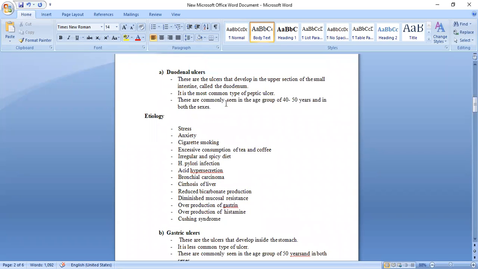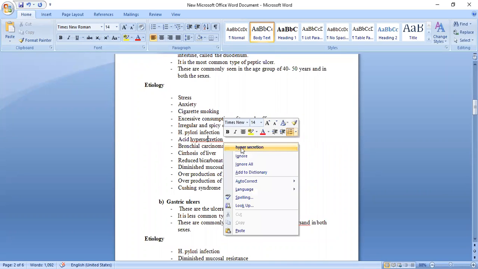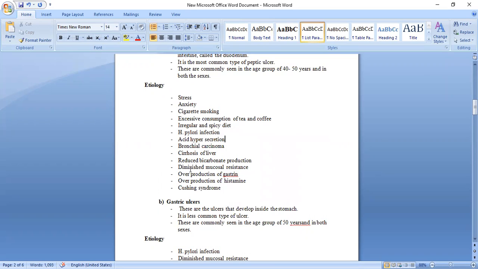Which part are we seeing here? Chronic ulcer, okay. So stress is also there, anxiety, one part of this stress, that is anxiety, tension, worry, this causes the stress, isn't it? Cigarette smoking, alcohol intake, excessive consumption of tea, coffee, irregular diet, spicy diet, H. pylori infection, acid hypersecretion, bronchial asthma, isn't it? Cirrhosis of the liver, reduced bicarbonate production.